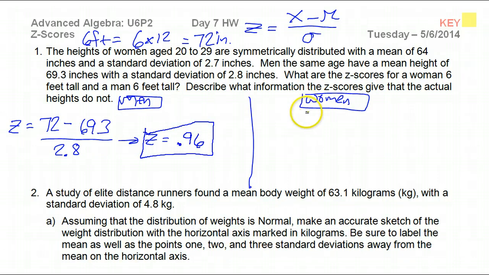Now let's do the z-score for this woman. The woman is still 6 feet tall, still 72 inches, so 72 minus... Now let's see. The mean for women is 64.